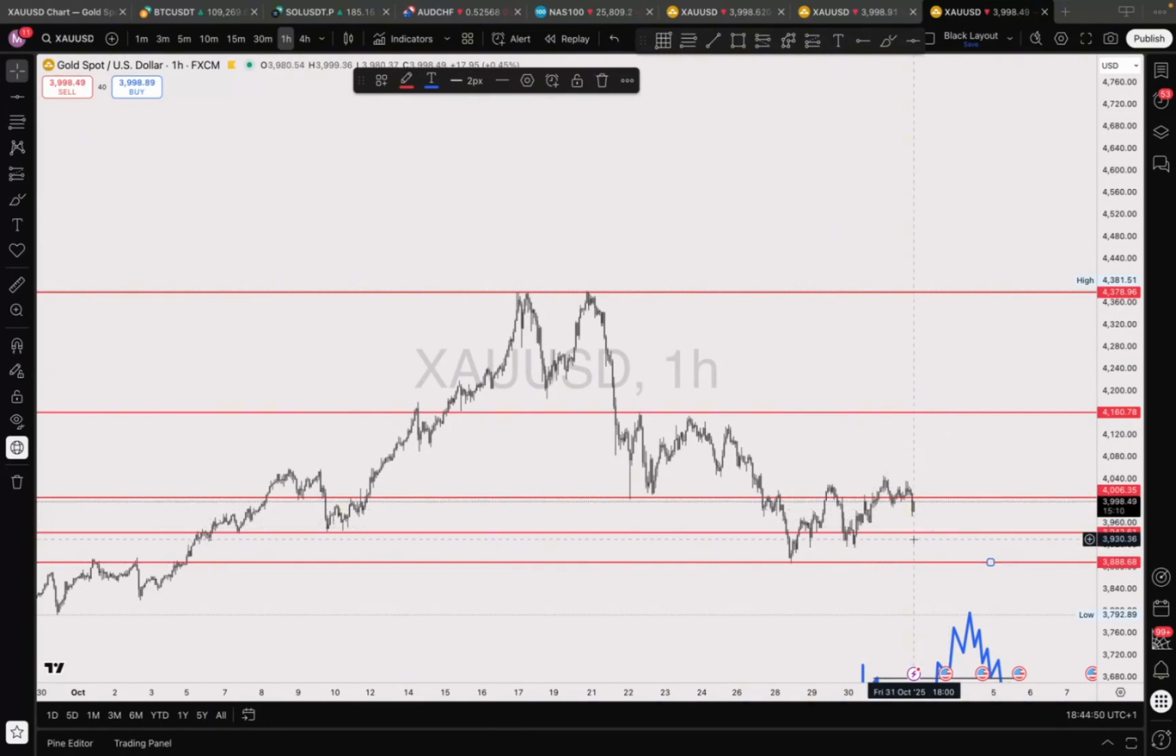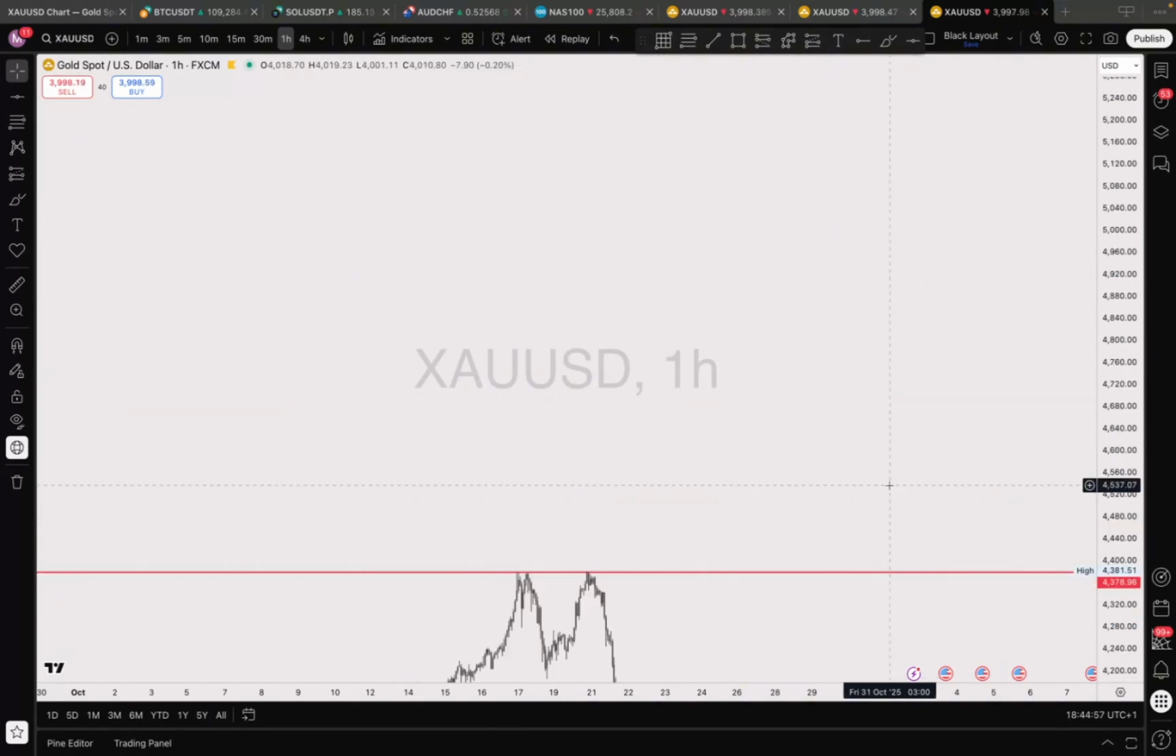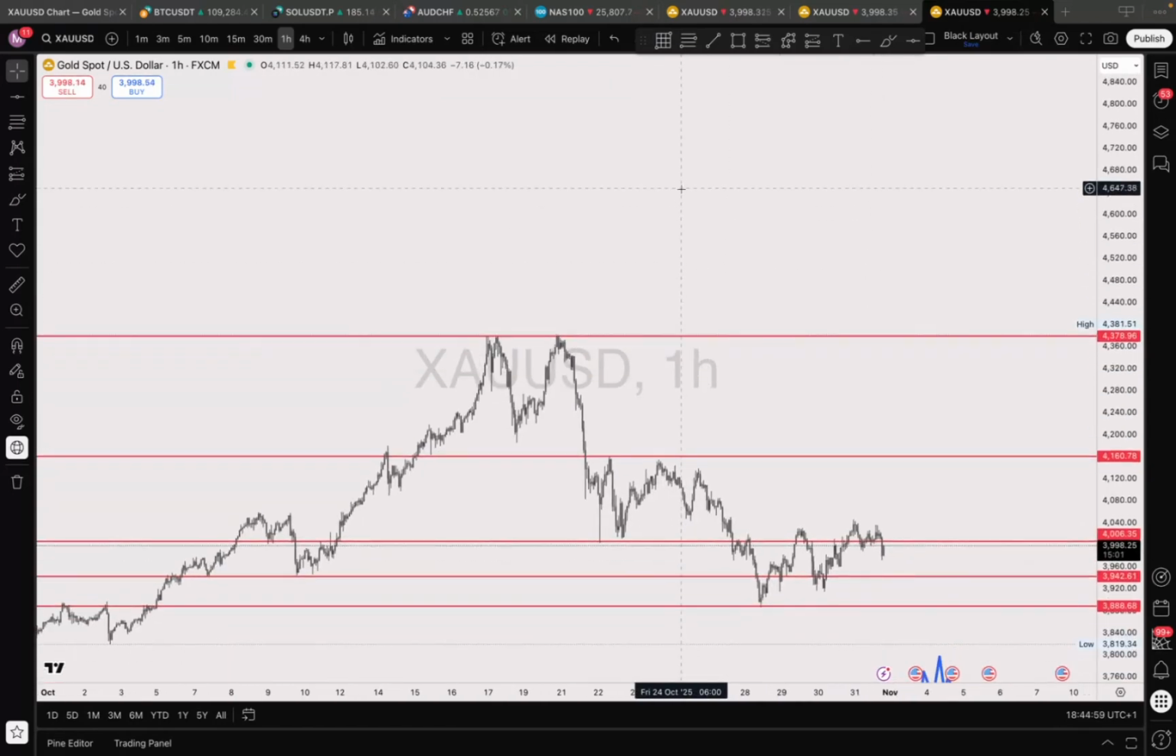No, this is wrong. You don't mark support and resistance this way. For you to mark support and resistance, you mark it from right to the left. It must be the current market structure, from right to the left. You don't mark your support and resistance from left to the right. No, from right to the left.